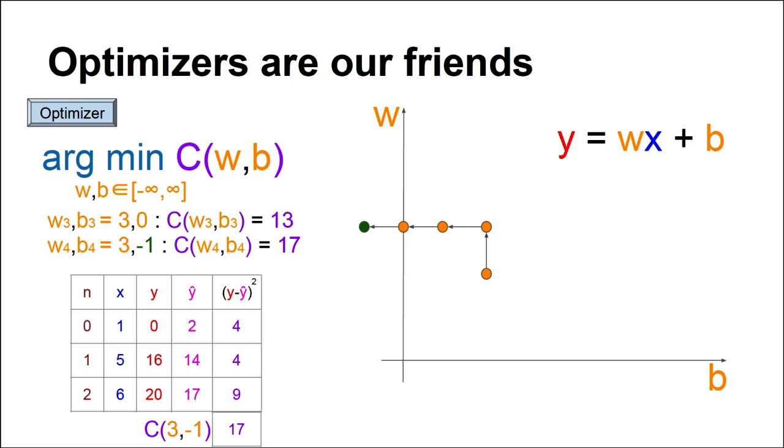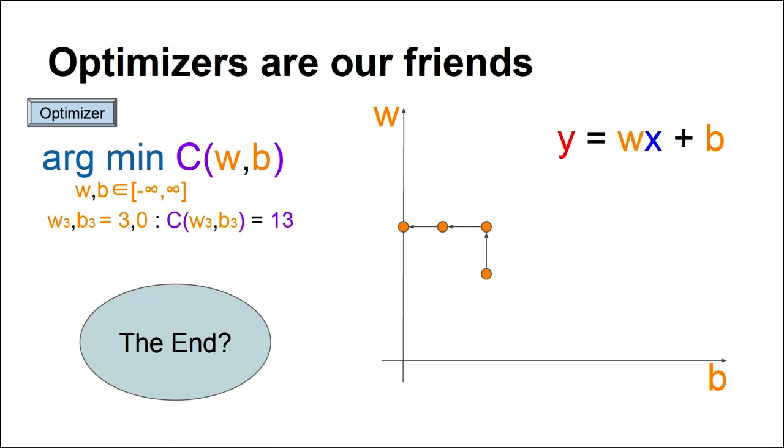So at this point, you can see that if we go left, the cost will be worse. If you go down, the cost will be worse again. And if you go up, the cost is worse. So technically, the algorithm would have to stop here because there's no way to find a better point at this point. So is this really the end? And the answer is no.